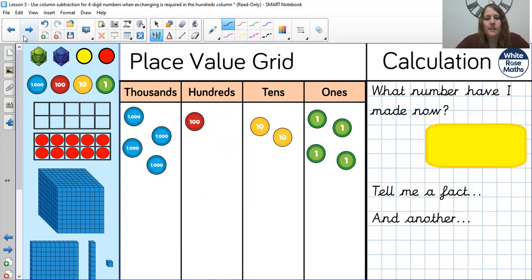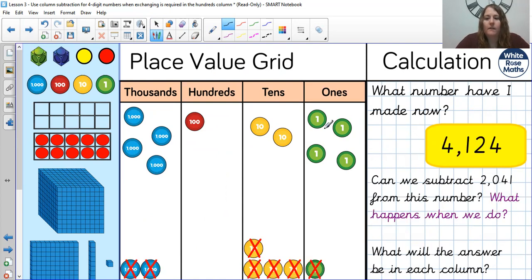Okay, let's have another go with the counters. What number have I got this time? So 4 again in the thousands, this time only 1 in the hundreds, 2 in the tens, and 4 in the ones. So the answer I've got is 4,124. Again, you can tell me a fact about this one and another and another. And then once we've done that, we've got our 4,124, and this time we are subtracting 2,041.